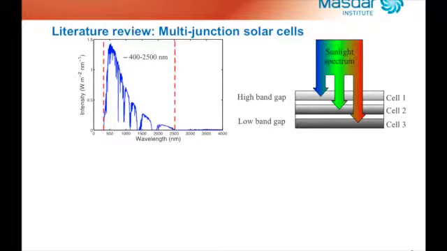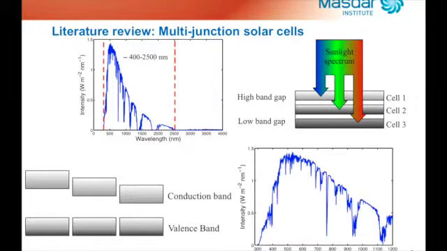stacking different materials on top of each other in order to design a so-called multi-junction solar cell. The idea is to design such a solar cell in a way that the top layer is made of a high bandgap material, while the bottom layer is made of a low bandgap material. So how does it work?